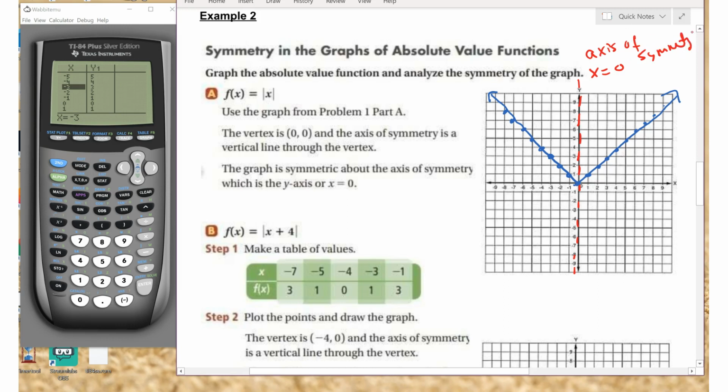Okay. The vertex is 0, 0, and the axis of symmetry is a vertical line through the vertex. This right here is the vertex. 0, 0. Vertex. The graph is symmetric about the axis of symmetry, which is the y-axis, or x equals 0. So what you have to do in this problem, you have to graph the parent function. This line that basically cuts the graph in half is called the axis of symmetry, which is x equals 0. So for the next problem, that's what you're trying to find, okay?